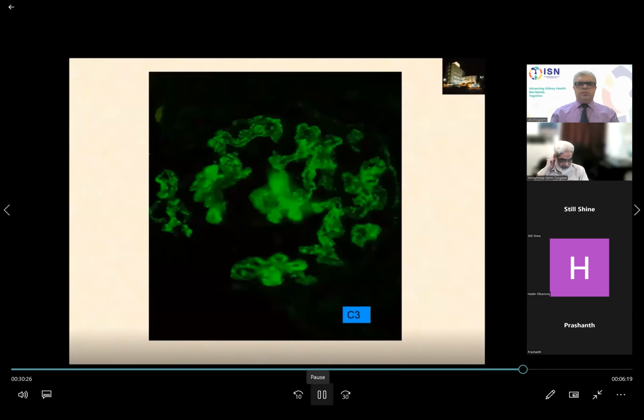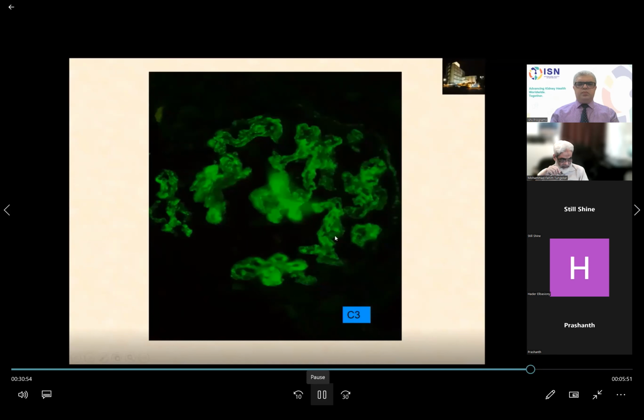And here, this case of class 4 lupus nephritis, and this is the immunofluorescence for the complement, and we have large lumpy masses distributed everywhere in the glomerular mesangial, subendothelial and subepithelial sites, and this is coarse granular deposit for complement number 3.